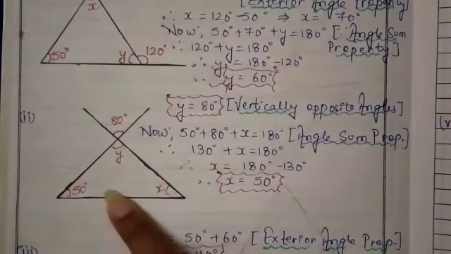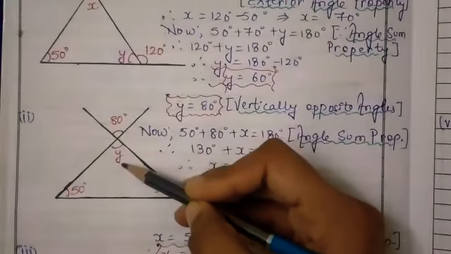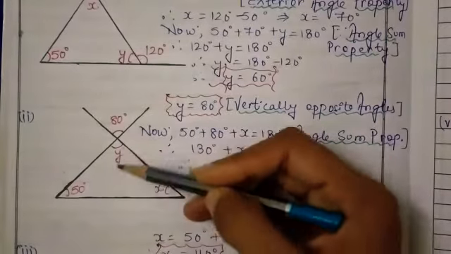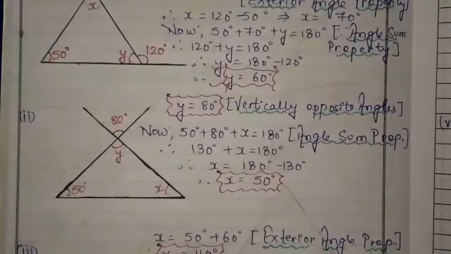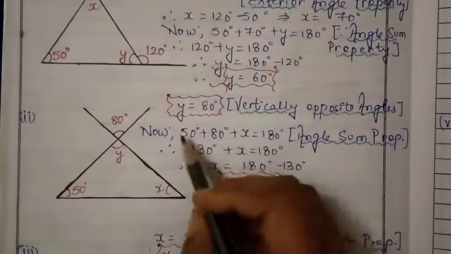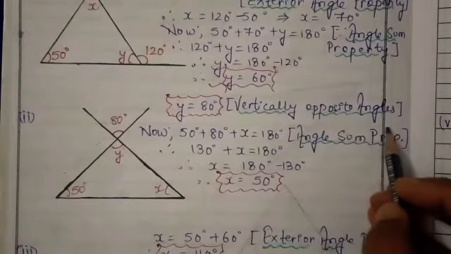Now in this question, see, the given angle and y are vertically opposite angles. Okay, very easily from the figure only we can make out that this angle and y are vertically opposite angles. So we can write y is equal to that angle, because they are vertically opposite angles.